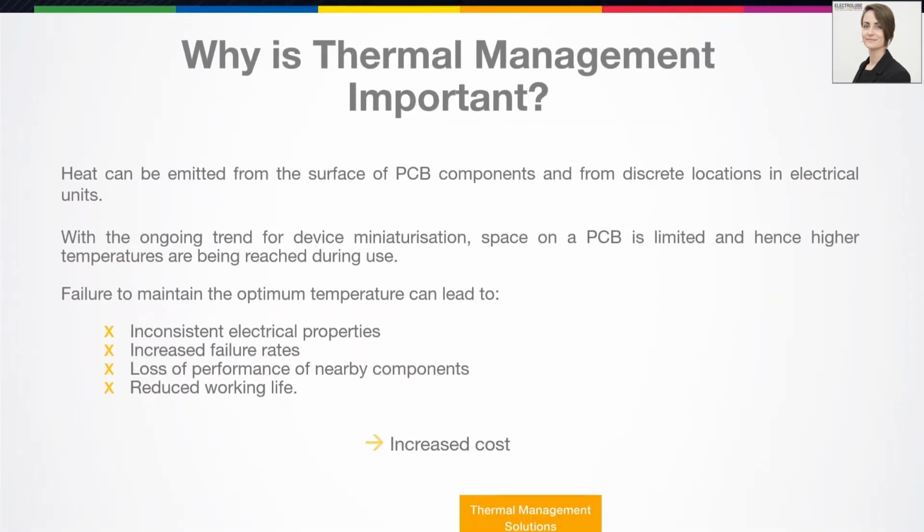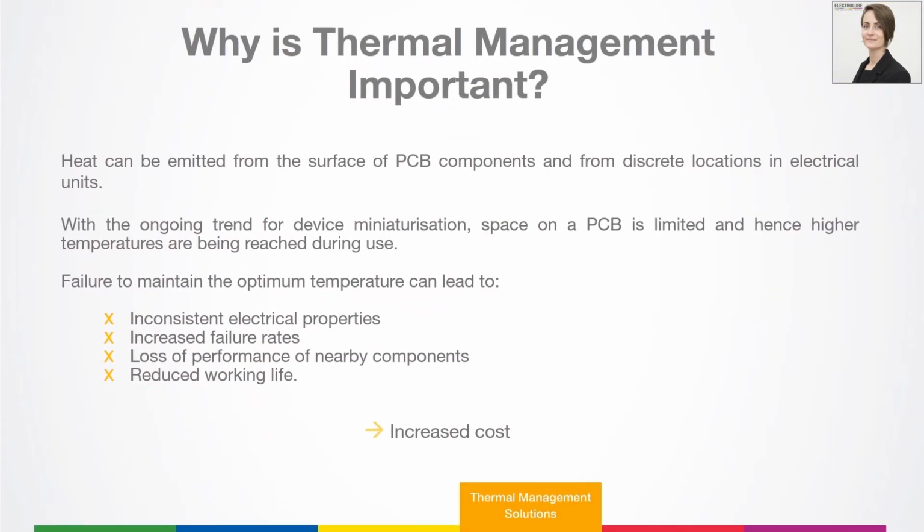So firstly, just to have a quick recap on why thermal management is important. Obviously, when circuit boards are in operation, individual components can emit heat. This heat can also build up in discrete locations of the electrical units. With devices getting smaller and smaller, the space on printed circuit boards is limited and higher temperatures are being reached.